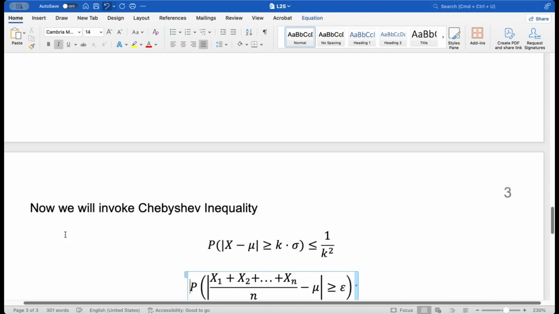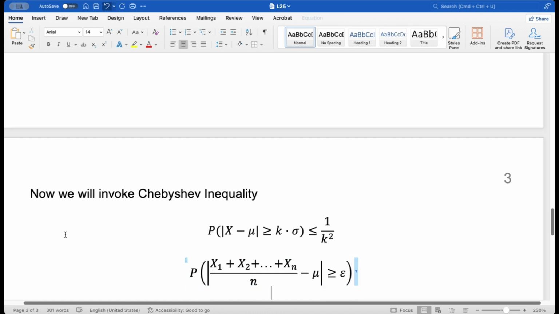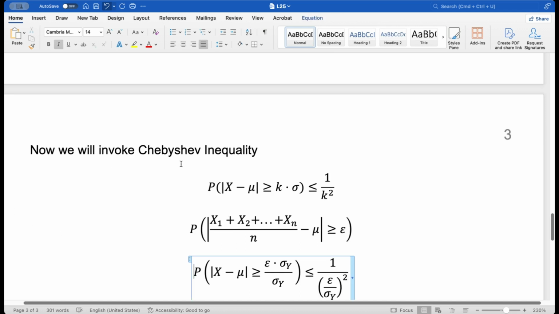All right, so we want to fit this into Chebyshev's inequality here, which is true for any distribution. So we have from Chebyshev that the probability that absolute x minus mu is greater than or equal to k times sigma is less than or equal to 1 over k squared. Now we want to fit this into our format here, which is looking at the probability that x1 plus x2 up to xn over n minus mu is greater than or equal to epsilon.